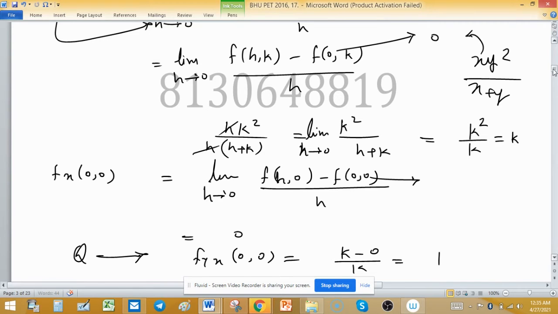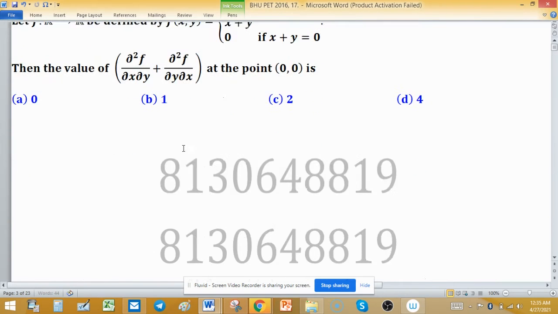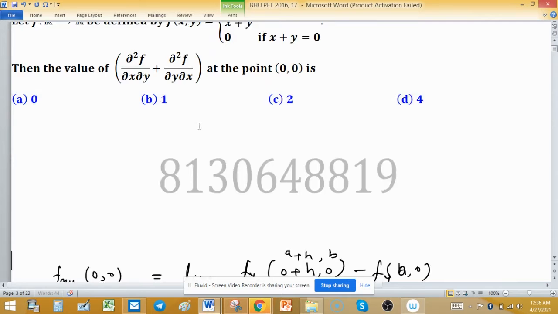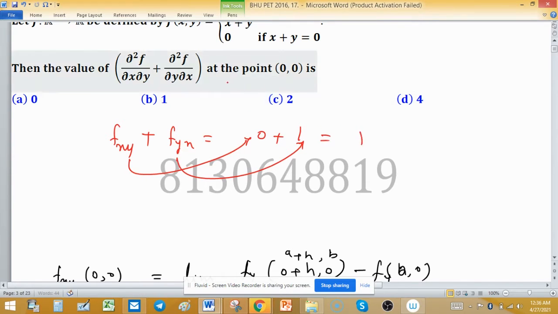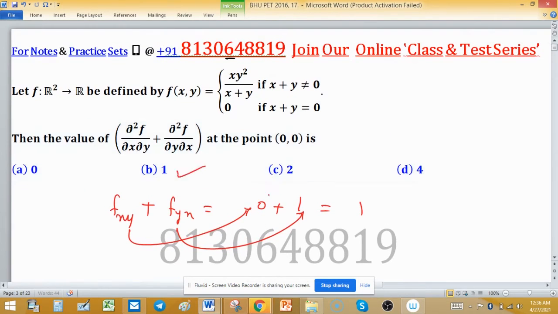So finally, asked about this one, we have to find f_xy plus f_yx. Both of these values were 0, and this one we have calculated last as 1. So 0 plus 1 is 1. So at the point (0,0) this value is 1, so option B is correct.